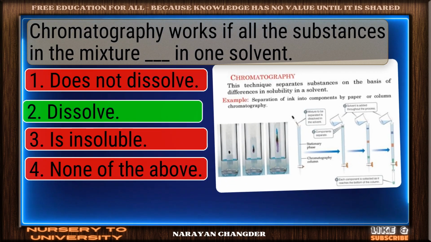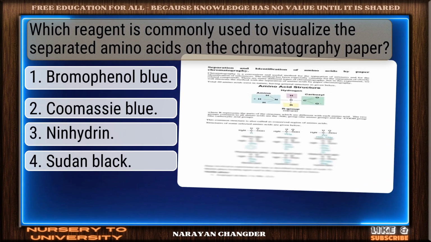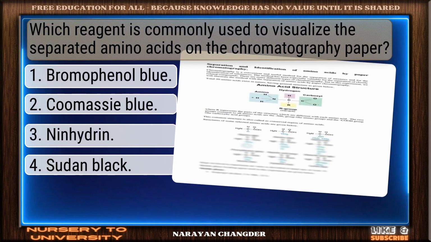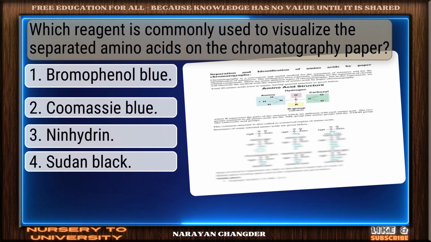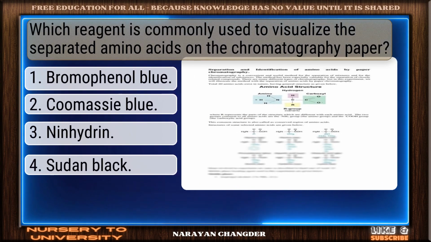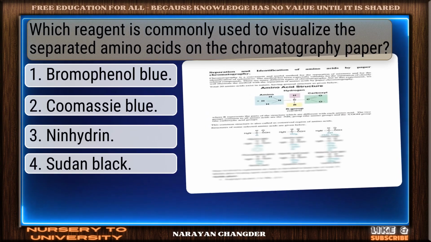Right, dissolve. Which reagent is commonly used to visualize the separated amino acids on the chromatography paper? Option 1, bromophenol blue. Option 2, Coomassie blue. Option 3, ninhydrin. Option 4, Sudan black.